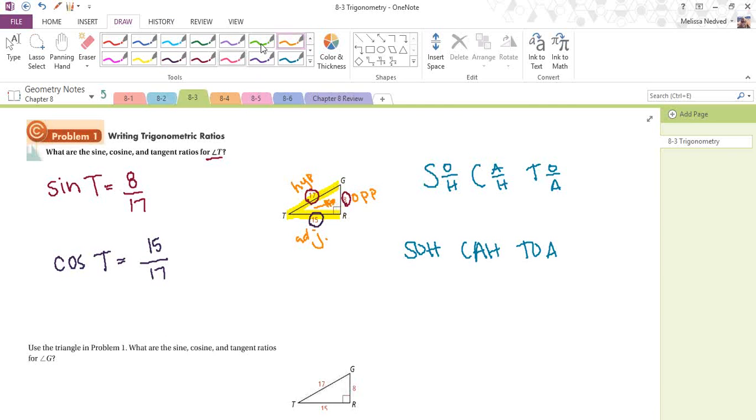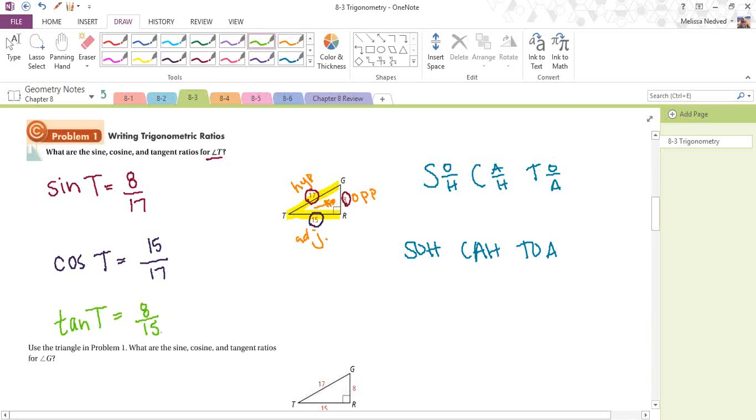And the last one, our tangent. Tangent of angle t, tangent stands for opposite over adjacent. My opposite side is a length of 8 over my adjacent side, which is a length of 15. Okay, so just take a minute and think about that.